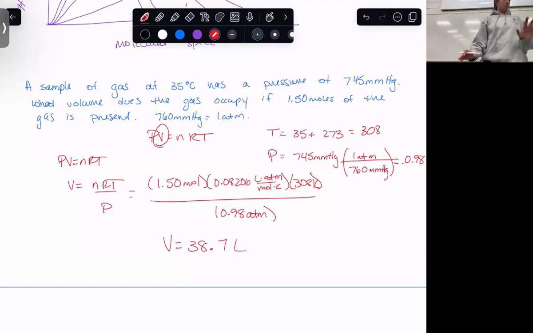Feel better about gases? Is that good? Ready, what other questions do we have?